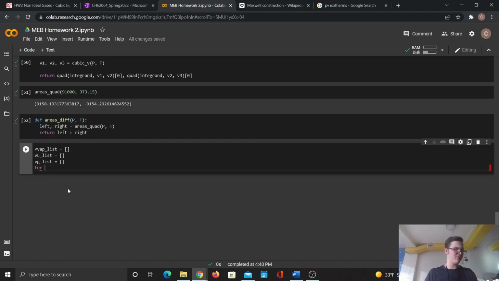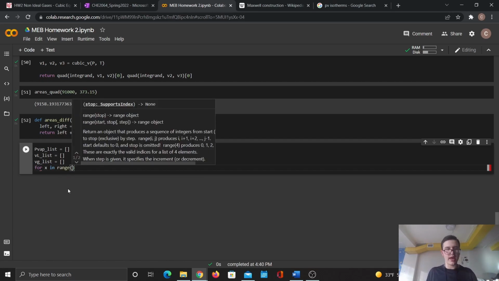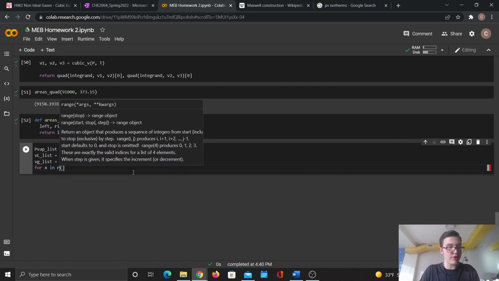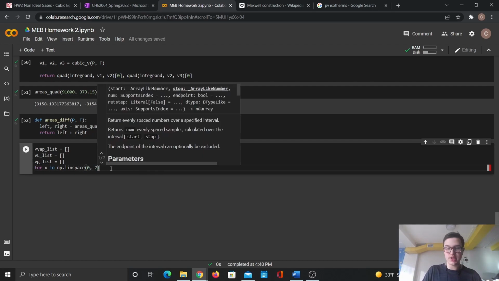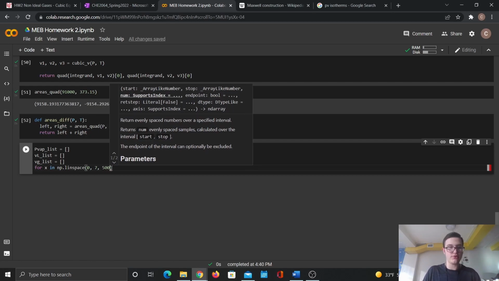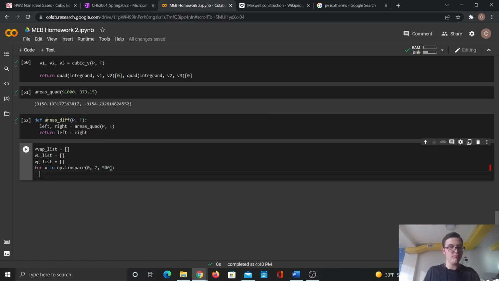So we're going to say for arbitrary variable, say x, x in range, what range should we have? Or not range, np linspace. We want these linearly spaced. np.linspace, let's start with 0 to 7, let's do 500. Better. Now we can use this to find T.